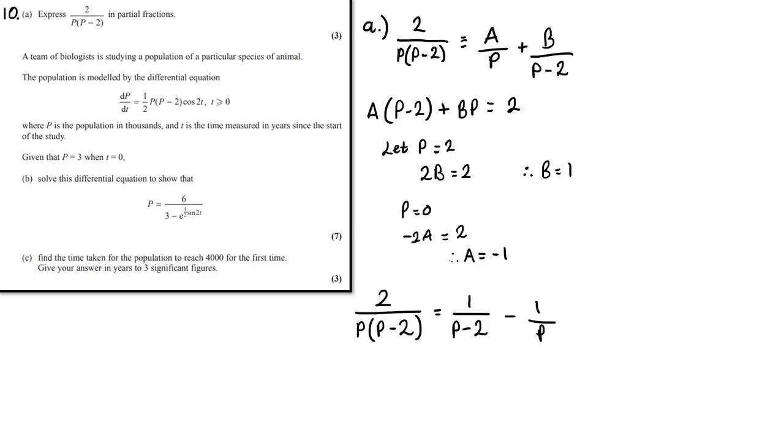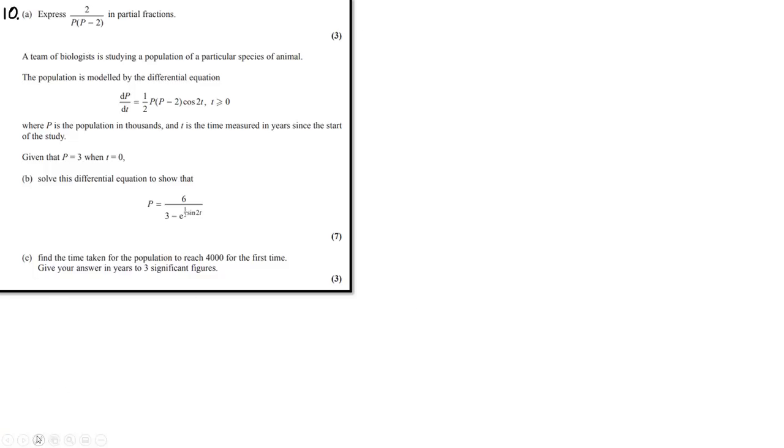Let's have a look now at part B. So, if we just click the screen here, just so we've got enough room, we've got a team of biologists studying a population of a particular species of animal. Now, the population is modelled by this differential equation here, where P is the population in thousands. So this is important. Do take note of this. It can trip you up later on in the question if you don't realise it. We know that T is the time measured in years since the start of the study.